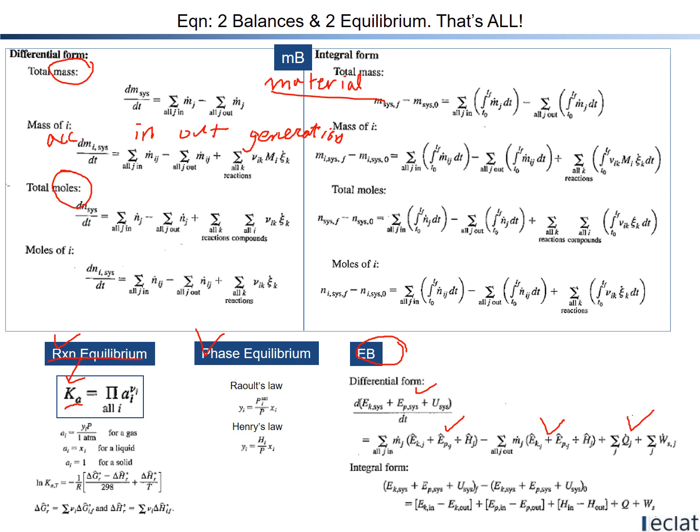The other thing is phase equilibrium. Here's some examples. Raoult's law, Henry's law, very simple equations. Sometimes it can be more complicated, but anyway, you have learned about these very simple equations related to phase equilibrium in your high school chemistry, or at least freshman chemistry in university. So again, we need to have only four equations, which contain two balance equations and two equilibrium equations. That's all.